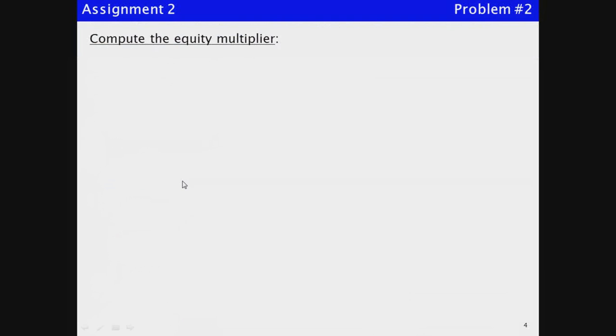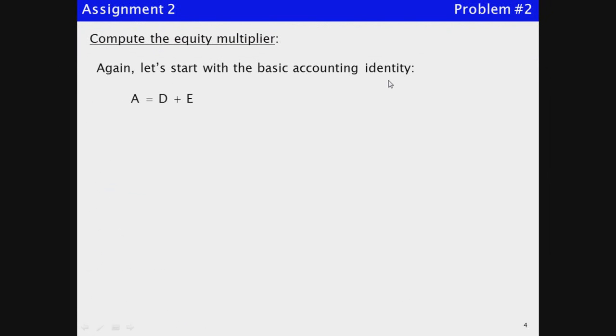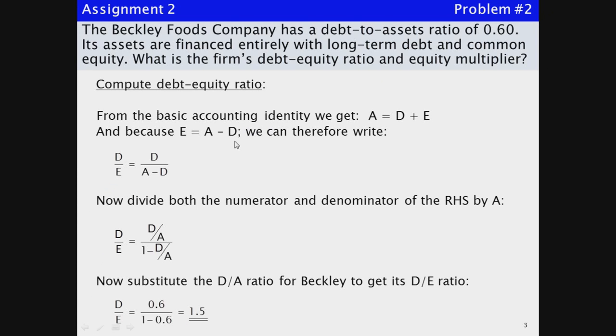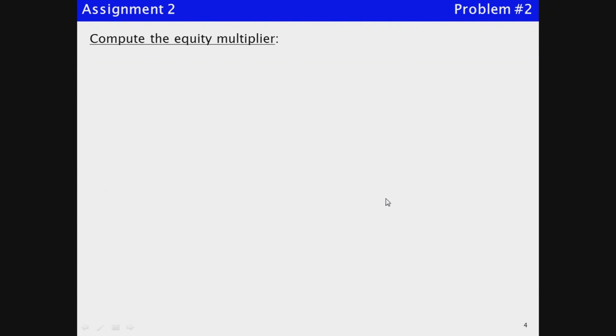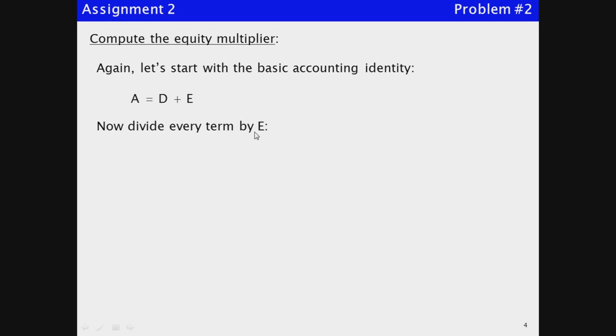To compute the equity multiplier, let's again start with the basic accounting identity. We'll see in a second, the equity multiplier is going to be A over E. We've got D over E, we've got D over A, but we don't have A over E. So we start again with assets equal debt plus equity. Now let's divide through by E. In doing that, we get A over E, which is what we're looking for, the equity multiplier, equal to D over E, plus E over E, which is 1.